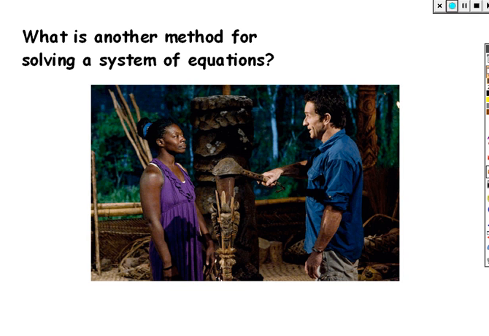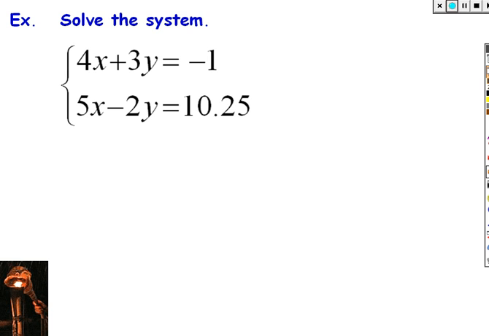So the third method is elimination. The goal of elimination is to eliminate a variable. So if I was given a system like this, this might not be the nicest to graph. This might not be the nicest to do substitution on, because if I try to get x or y by itself in any of these equations, I might be dealing with lots of fractions, and it just might not be very slick. So elimination is going to be an option.